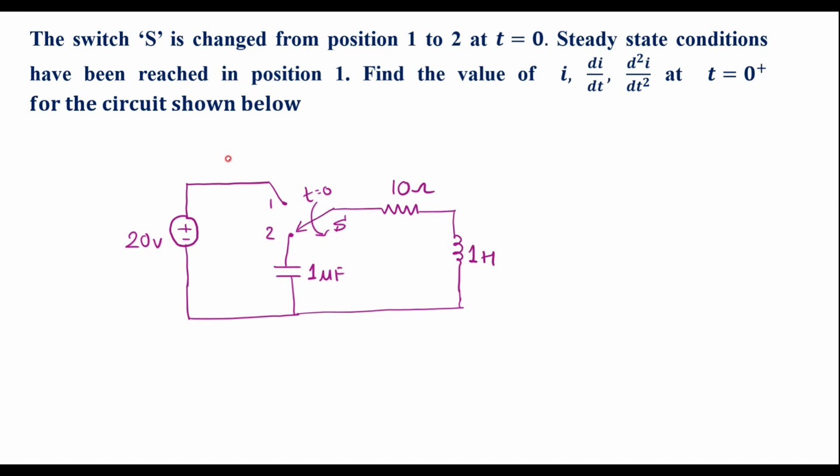In this video, let me consider one example on initial conditions and transient analysis. The switch S is changed from position 1 to 2 at t equal to 0. Steady state conditions have been reached in position 1. Find the value of i, di by dt and d square i by dt square at t equal to 0 plus for the circuit shown below.